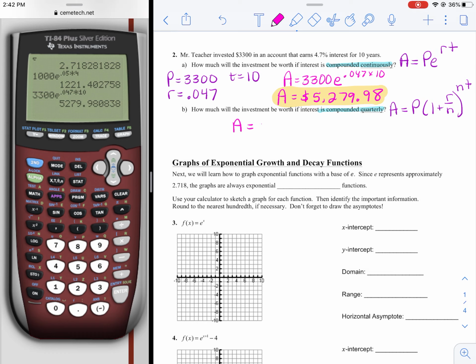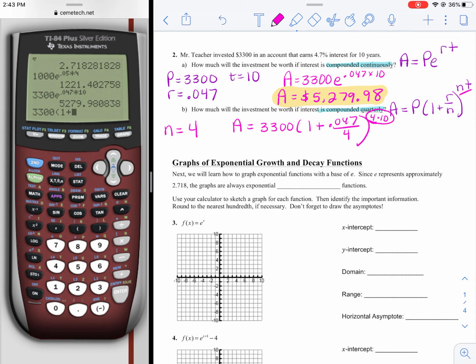Then same information for the next one, but we're using a different equation. So P is 3,300, times 1 plus, and in this problem we have to add in an n value. If it's compounded quarterly, n is 4. So we're going to do r divided by n, so 0.047 divided by 4. And then the exponent is n times t. So n is 4 times t is 10, so the exponent is 40.